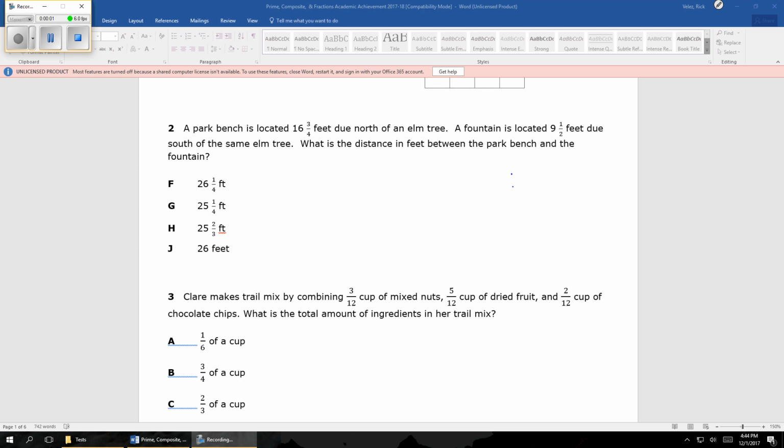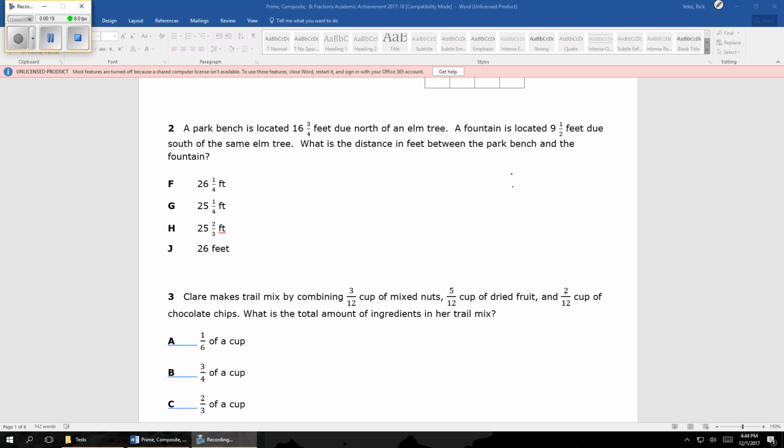Question 2. A park bench is located 16 and 3/4 feet due north of the elm tree. The fountain is located 9.5 feet due south of the same elm tree. What is the distance in feet between the park bench and the fountain?